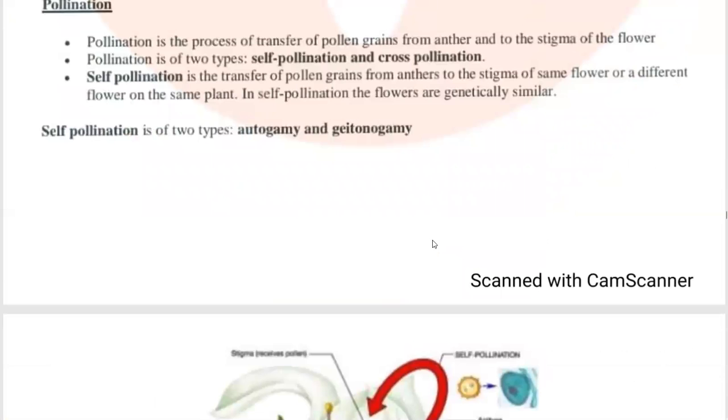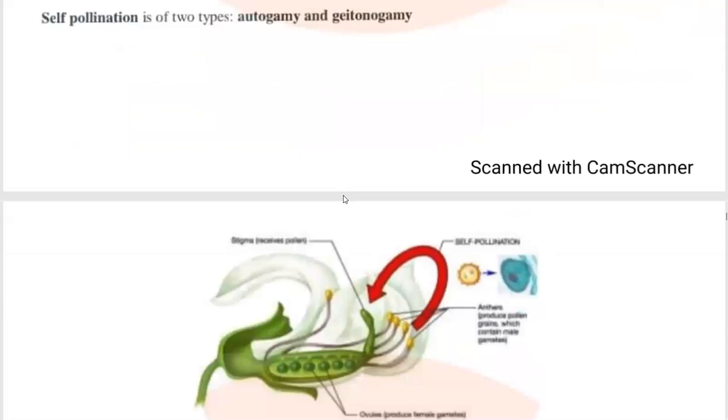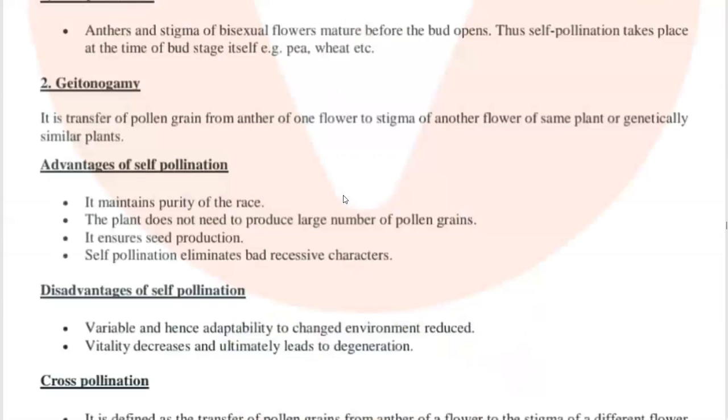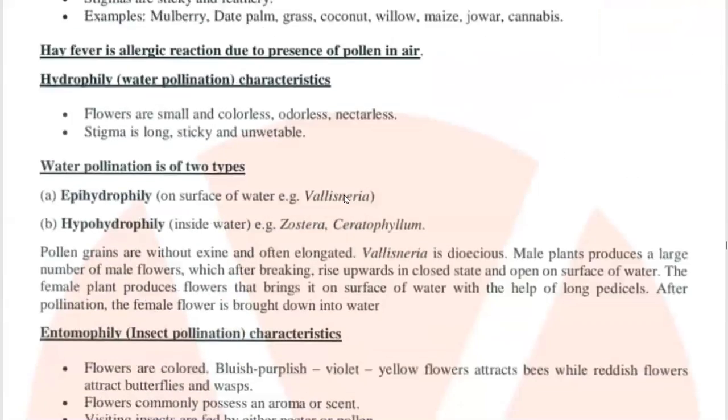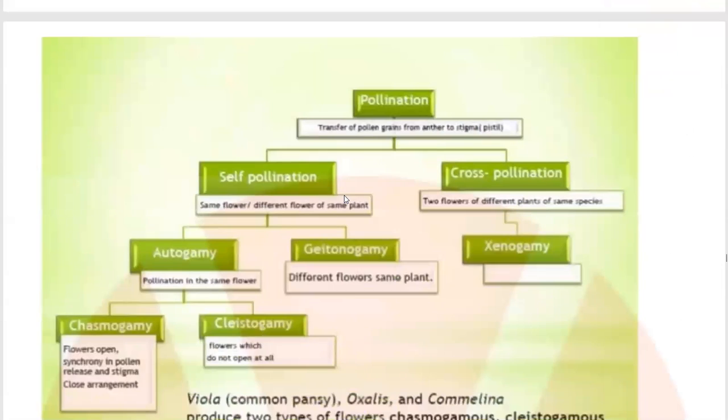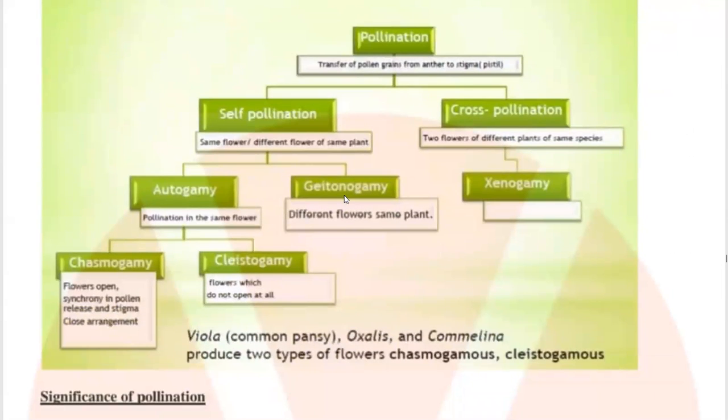And pollination. Pollination is the process in which the transfer of pollen grains from anther to that of stigma of flower occurs. Pollination is of two types, self-pollination and cross-pollination. This is some examples and types of pollination. Pollination is of two types, as I told, self-pollination and cross-pollination. And self-pollination means same flower, or different flower of same plant.